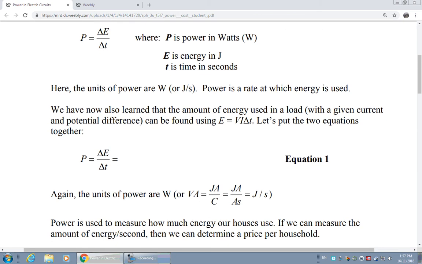time that goes by. And energy was just in joules, time was in seconds, and so our unit for power, which was watts, was really joules per second. That's what a watt really is. So it's a rate at which energy is being used up or transformed.